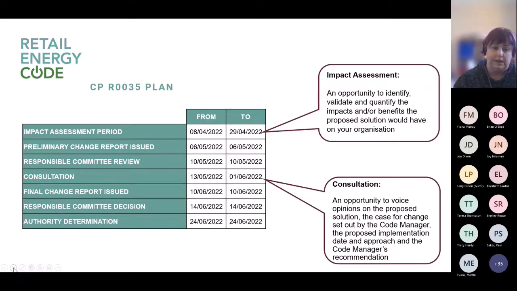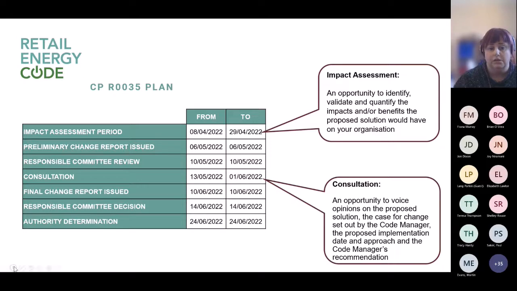We will look to understand if there's anything in the material that needs to be addressed, and any changes will be set out within the final change report, which will go to the change panel, who would then look to make a recommendation to the authority, to Ofgem, for them to make a determination by the 24th of June, ahead of implementation of the change proposal, legal text and the processes from the 30th of June.